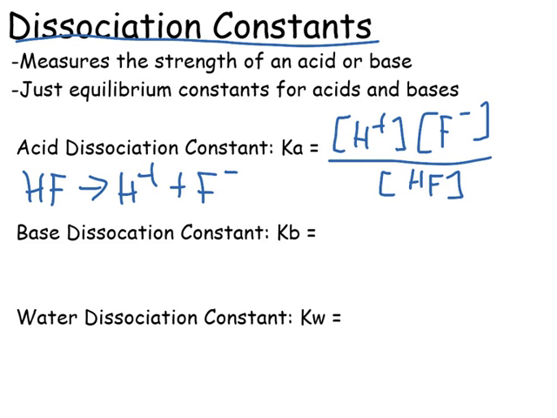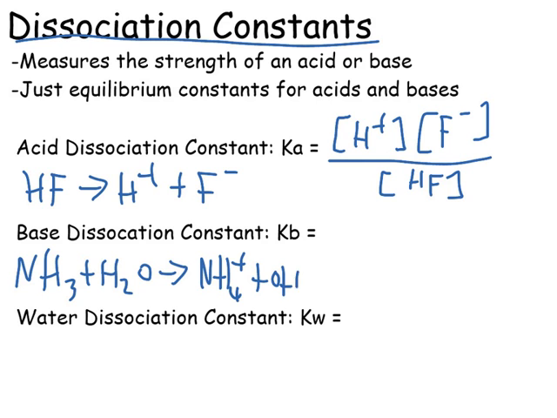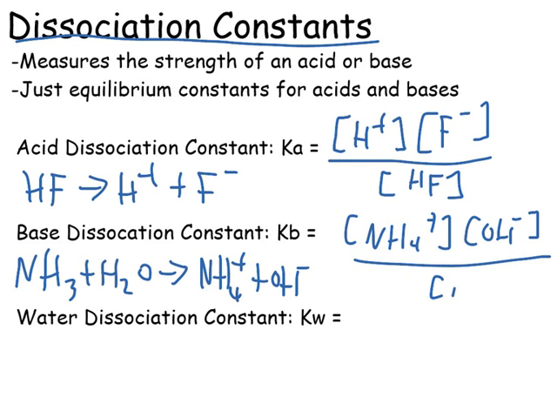Yeah, the same thing applies to the base dissociation constant. So let's do ammonia plus water equals ammonium and hydroxide. So we're just going to do the same thing, concentration of products, multiply them, divided by the concentration of the reactant. And there we go. And we don't take water into account.